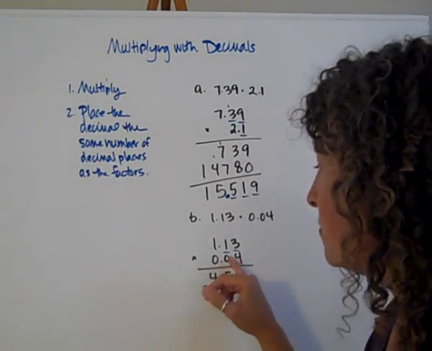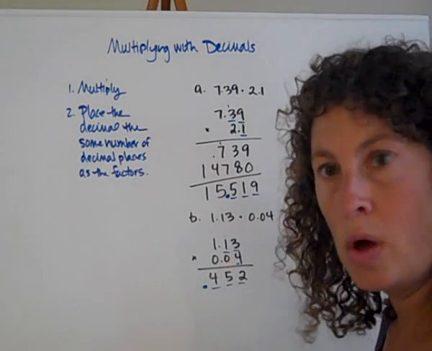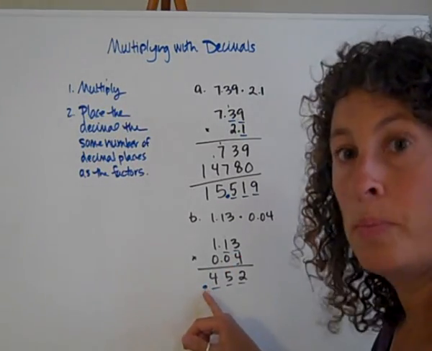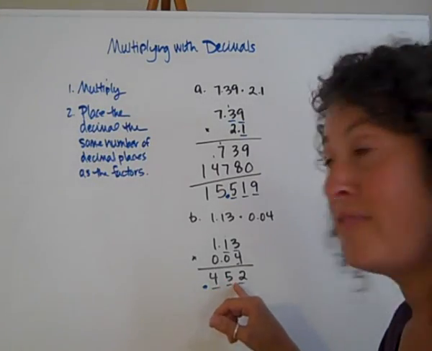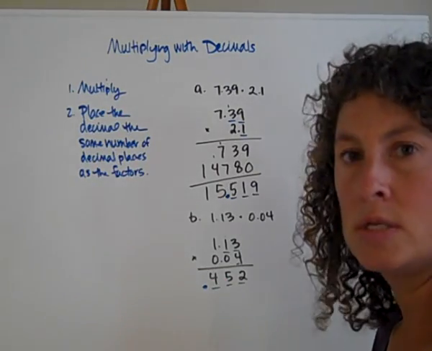Notice I'm doing 1 times a very small number, so I should get a small number. Something like 0.4 makes sense. 4 doesn't make sense. 45 doesn't make sense. This makes a little more sense.